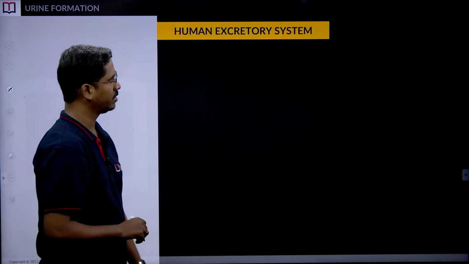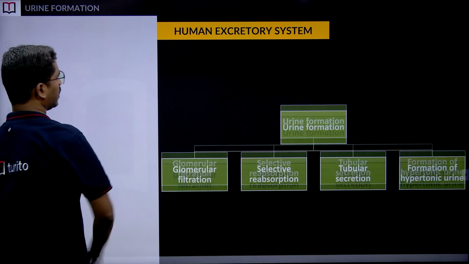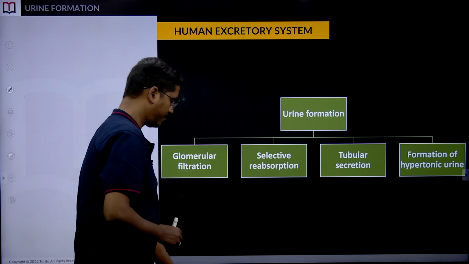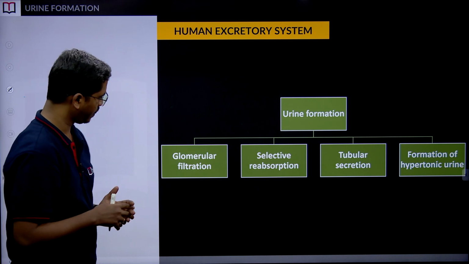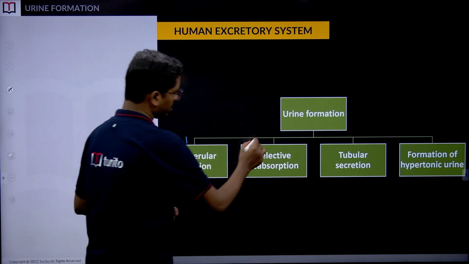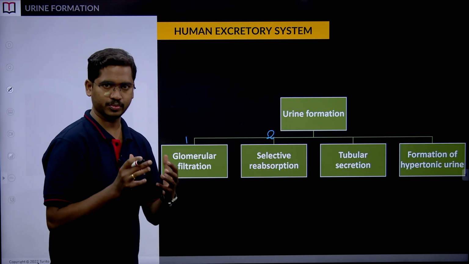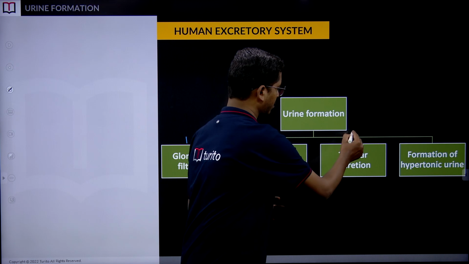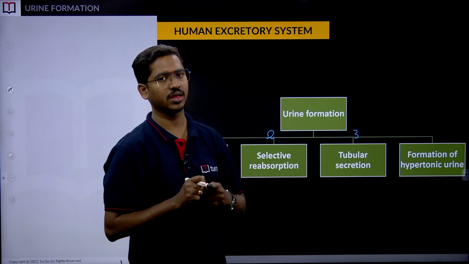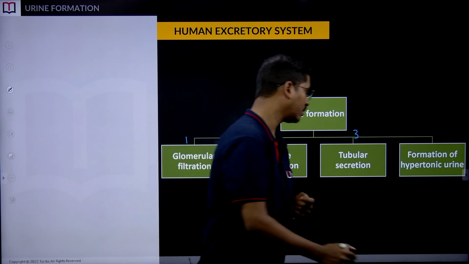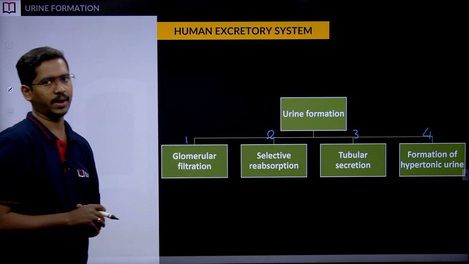So, the human excretory system. When we think of the human excretory system, we will understand that in this we have 4 steps. We will understand the same thing with these 4 steps here. The first step is glomerular filtration. The second step is selective reabsorption, how reabsorption occurs selectively. Third is tubular secretion, that means something is given out of the tubes of the nephron. The final step is formation of the hypertonic urine.